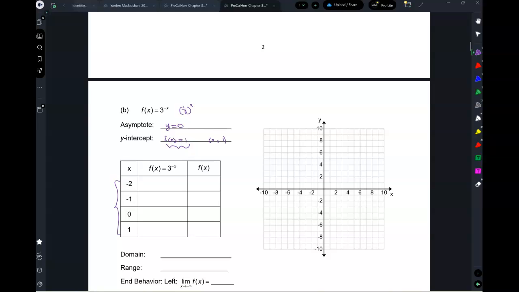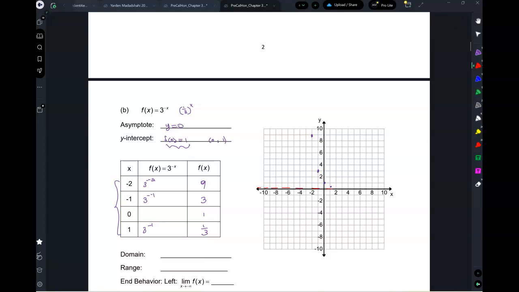Okay. So 3 to the negative x, so this is 3 to the negative 2. So that's 9. 3 to the negative 1 is 3. This is 1. And then 3 to the 1 is a third. Okay, so at negative 2, we're up at a 9. Then 3, 1 and a third.